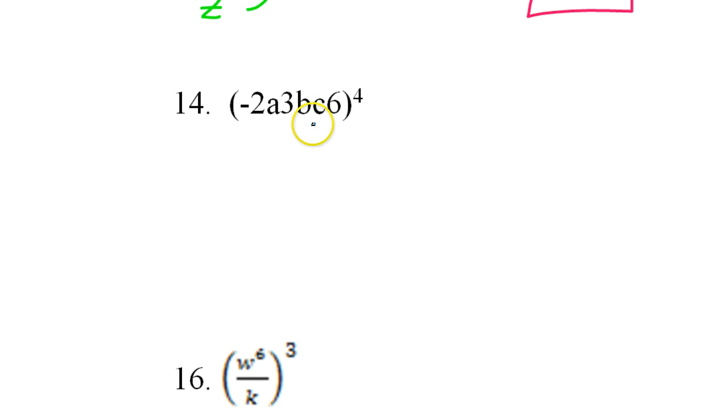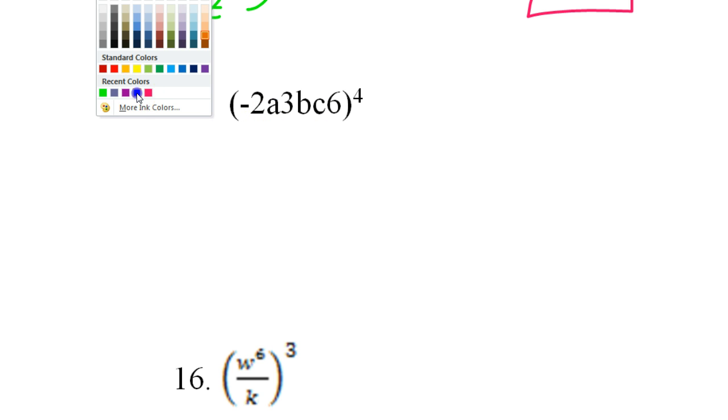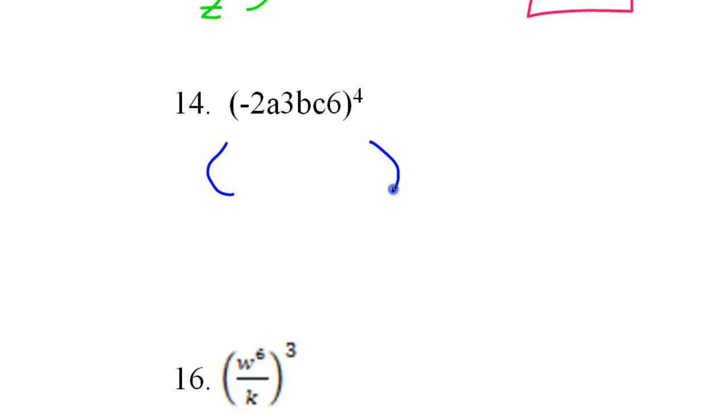Okay, this is weird looking. Let's go ahead and simplify the stuff that's on the inside first. So, doing what I just suggested, I have negative 2 times 3 times 6. Negative 2 times 3 is negative 6. Okay, and then I've got times 6, so that's going to be negative 36 so far. And then the variables a, b, c.